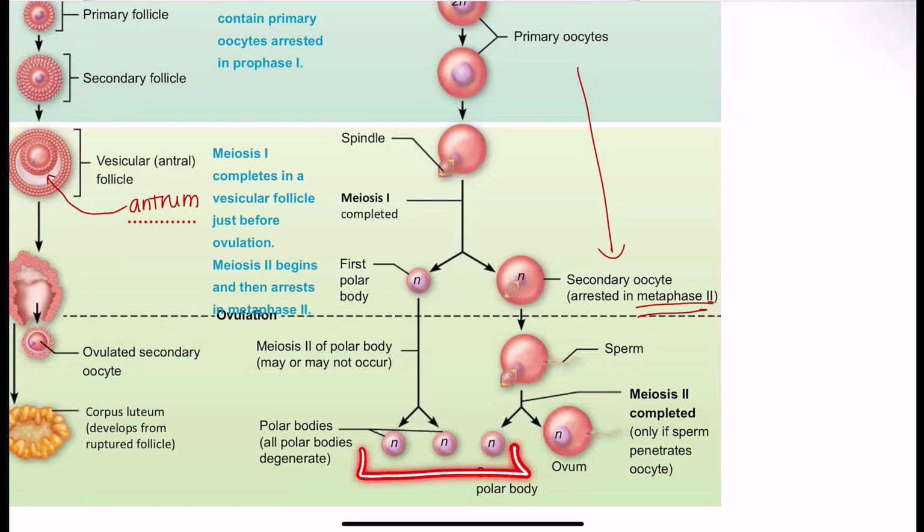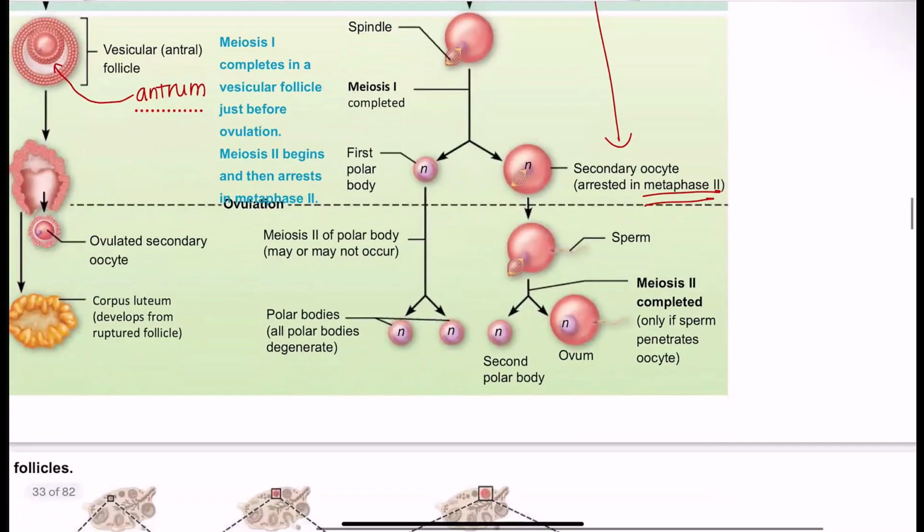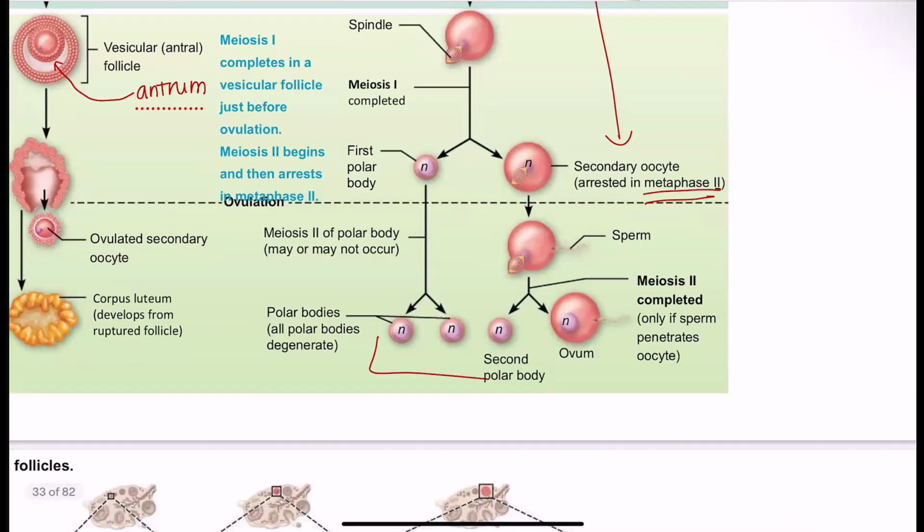These polar bodies have really wimpy cytoplasms. Since they don't have that much cytoplasm, they can't really sustain themselves to do all the things they need to do. So the polar bodies will eventually degenerate because they just don't have the resources they need. However, that ovum, that oocyte, that's the thing that will persist.